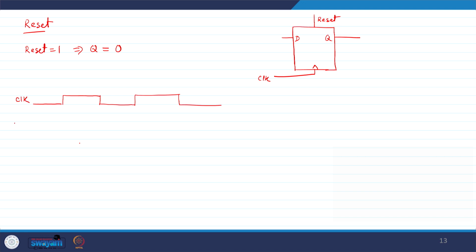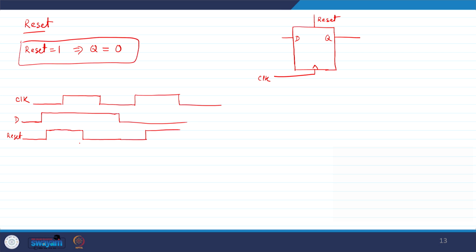Okay. Now, I have a basically D input. The D input is changing like this. Then I have a reset. I can apply the reset anywhere. Let us say it is active high. Okay. This is active high here. Okay. So, now let us say I will apply here again. So, what is the point here is that we are assuming that our reset is active high.